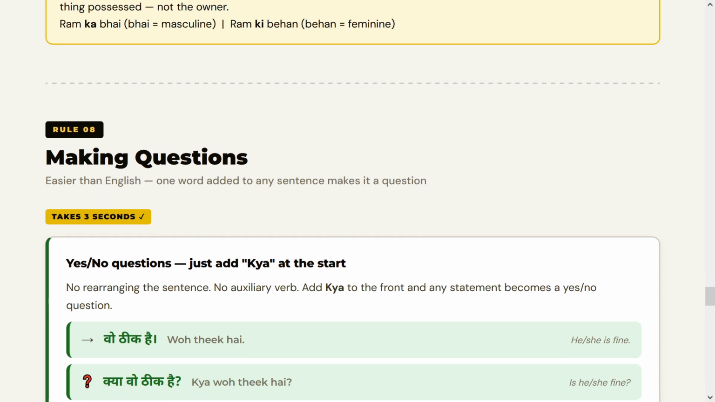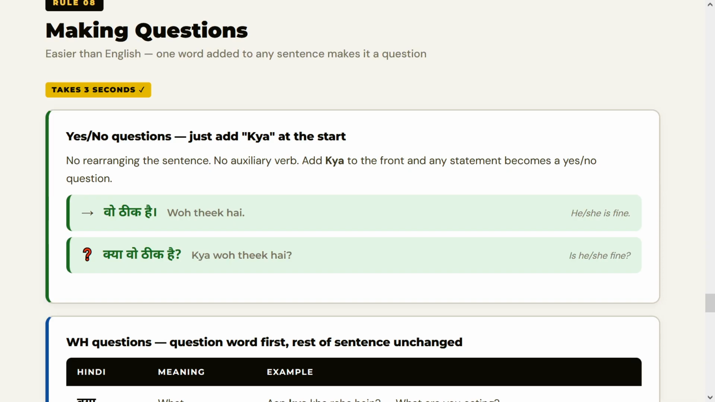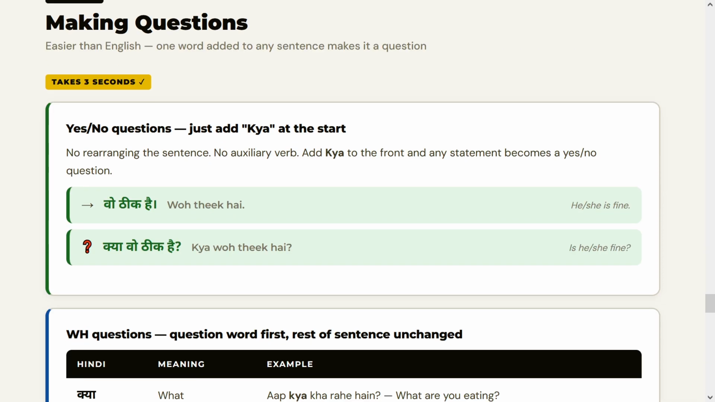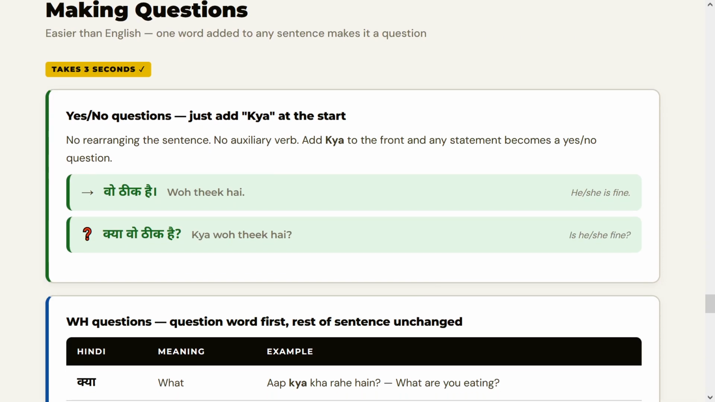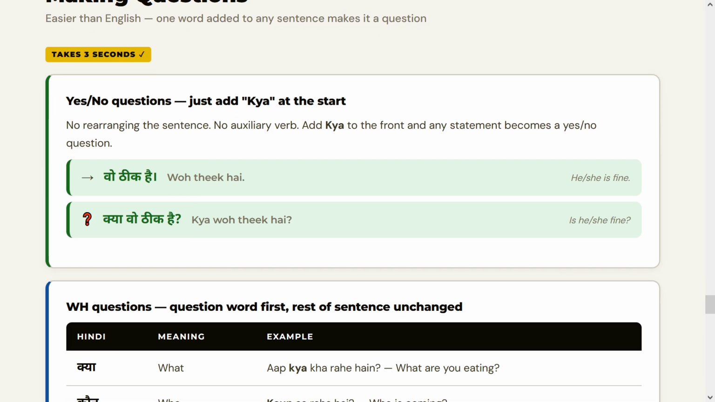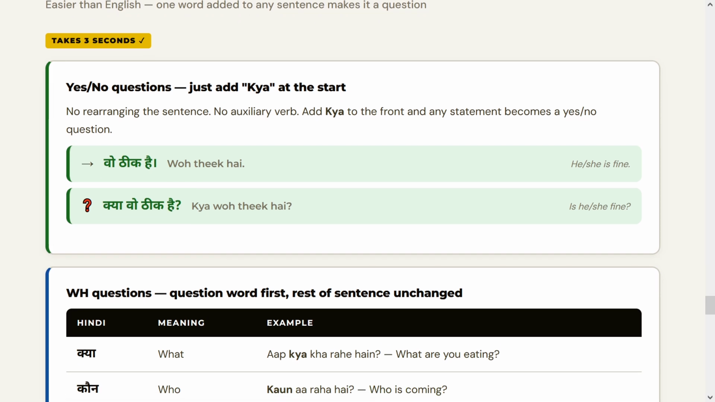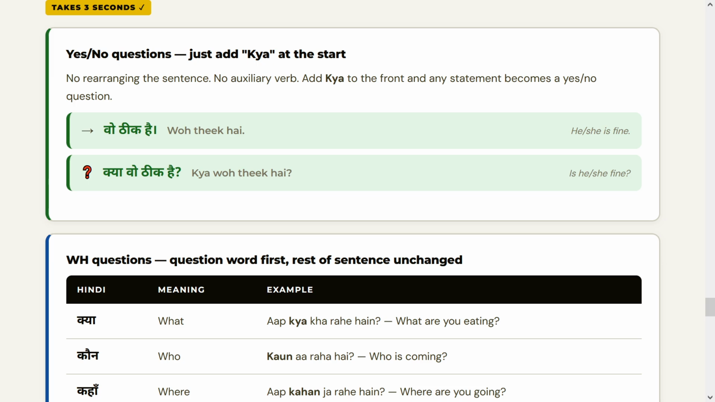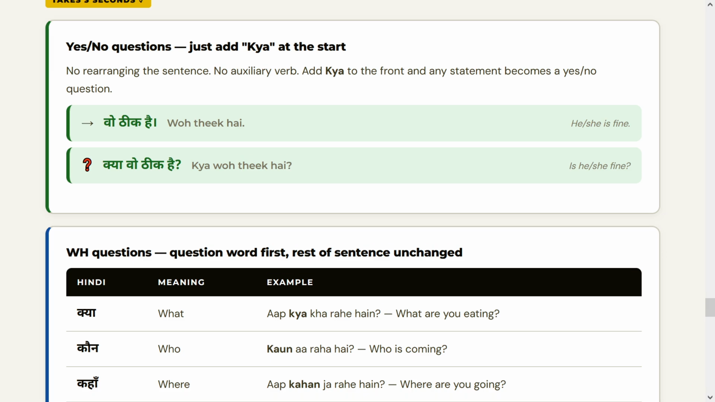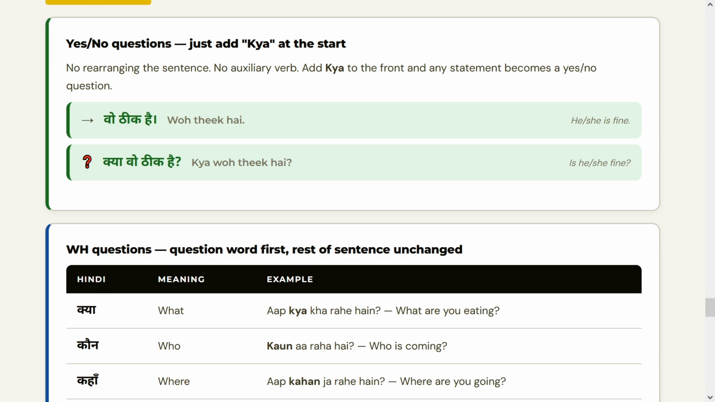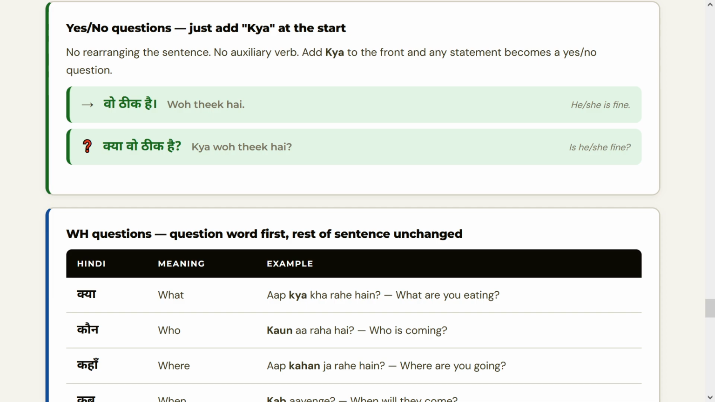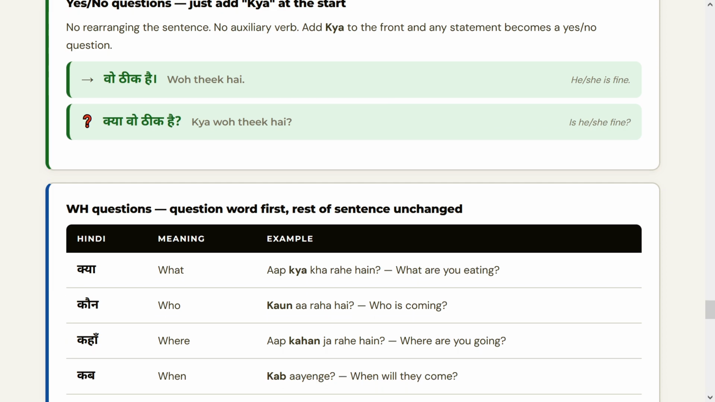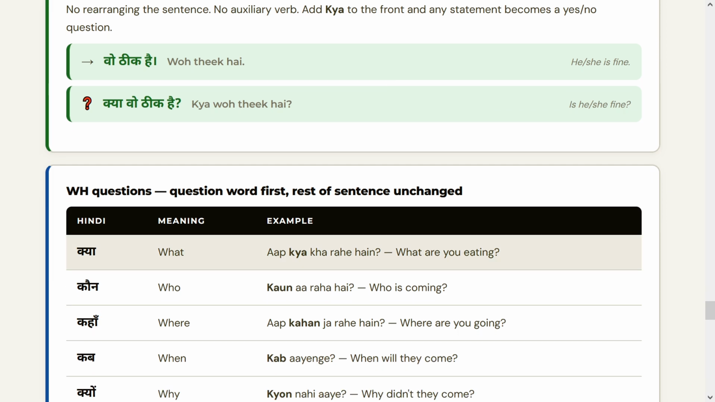Next comes rule 8, which is questions plus future. Easier than English. Here is why. In English, you have to rearrange the sentence. He is fine becomes is he fine. The verb moves. In Hindi, nothing moves. You just add kya to the front. वो ठीक है. He is fine. क्या वो ठीक है? Is he fine? Same words, same order. Just kya at the start. That is the entire rule for yes no questions.